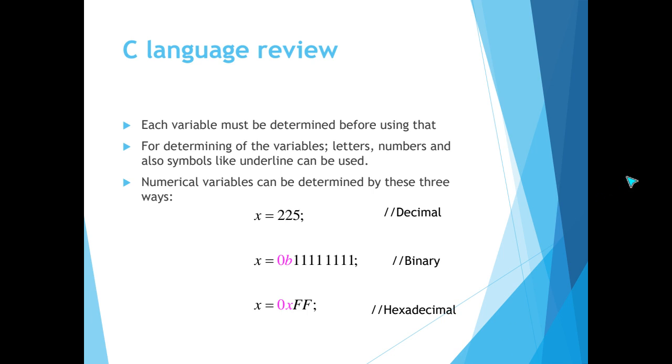About C language, each variable must be determined before using that. For determining variables, we can use letters, numbers, and also symbols like underline. But note that using a number at the start of the name of a variable is denied.